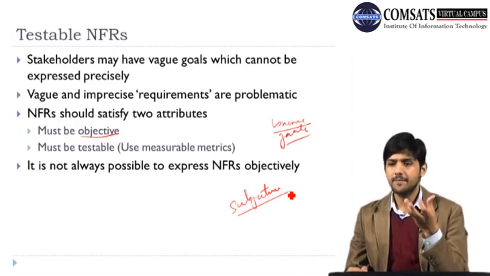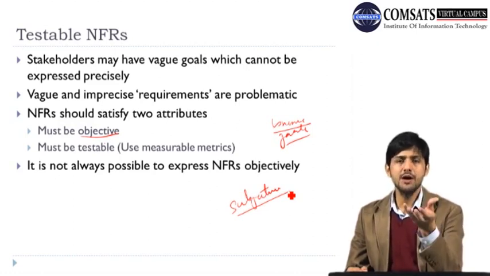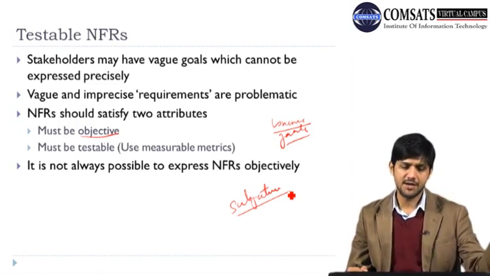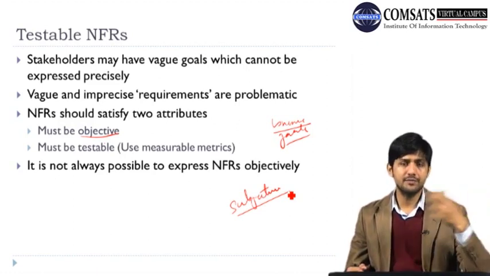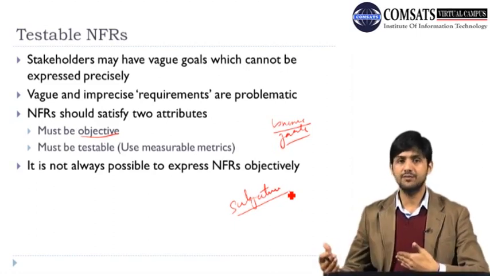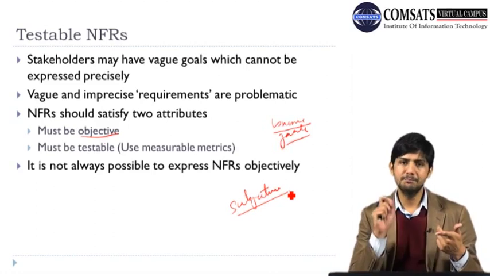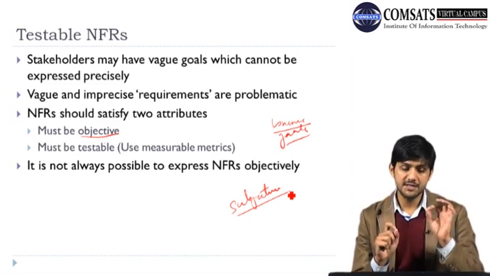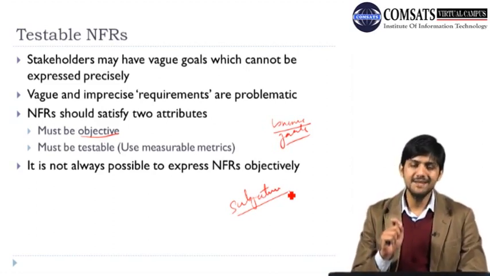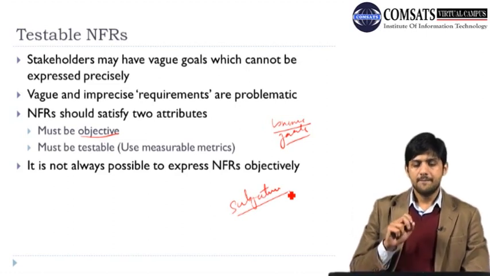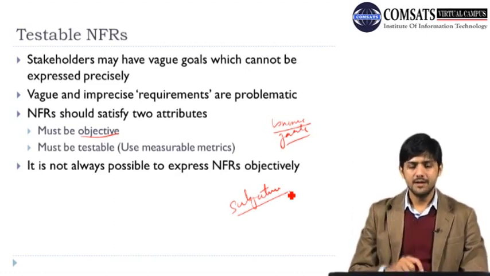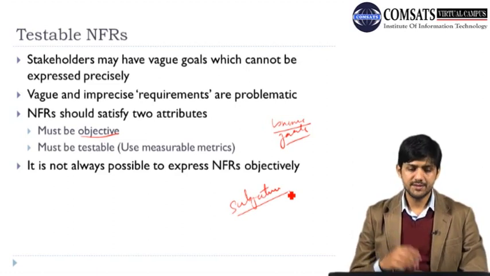So we need to get rid of that subjectivity from a requirement when we are developing a system, because we need to set a benchmark, and our system should be good enough to achieve that benchmark. So whenever we are specifying non-functional requirements, one of the attributes they should have is that they must be objective. The second is they must be testable. So we need to use measurable metrics.